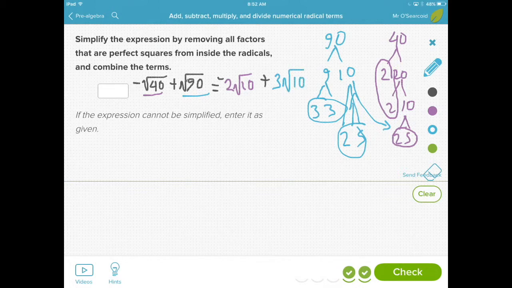Okay, so the question here, remember, is negative 2 times the square root of 10 plus 3 times the square root of 10. It's like taking negative 2x plus 3x. Negative 2 plus 3 is, of course, positive 1. So our answer here is going to be 1 times the root of 10, or just simply the root of 10. That will work for you as well, because 1 times anything is just itself.